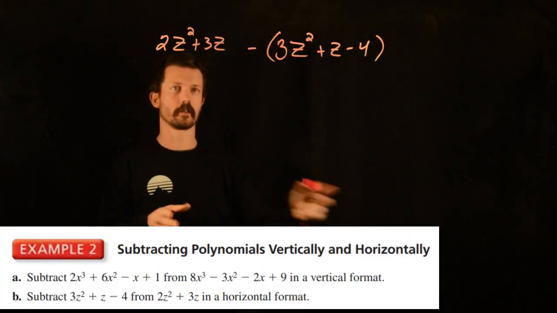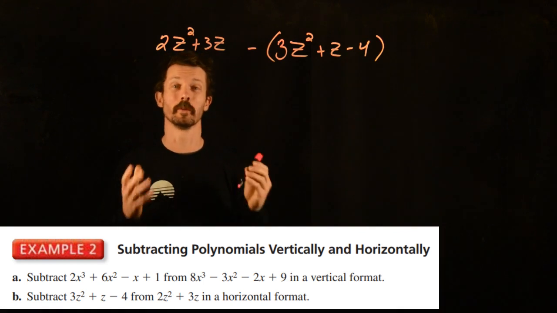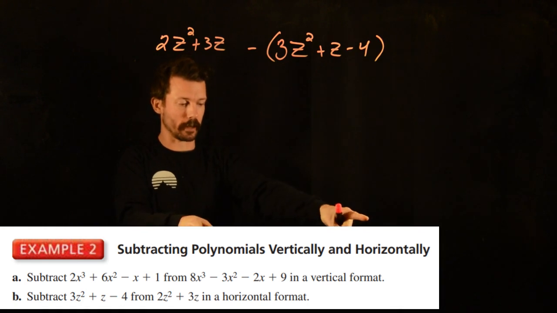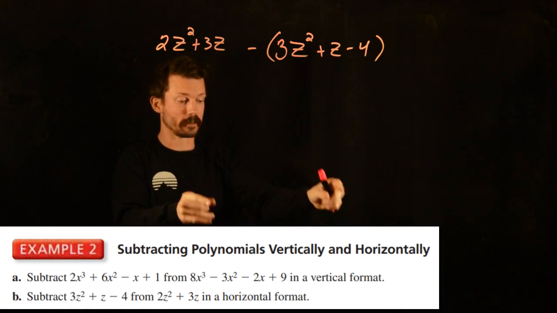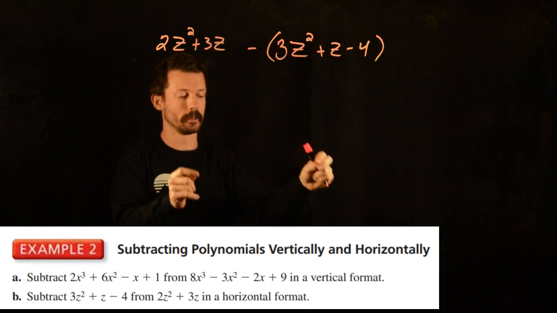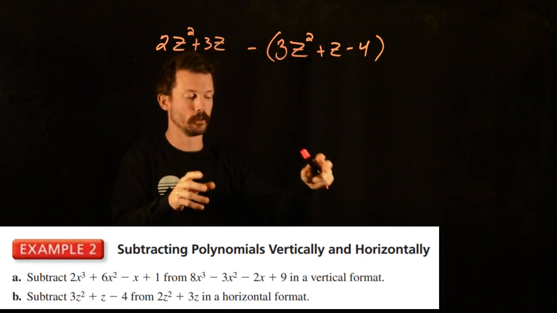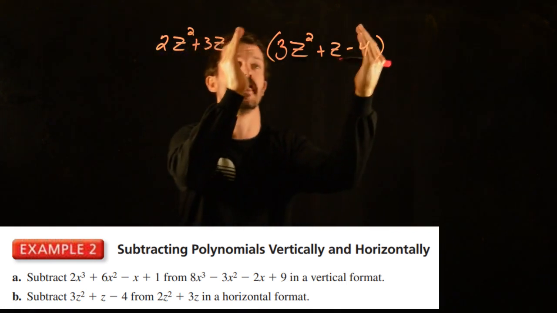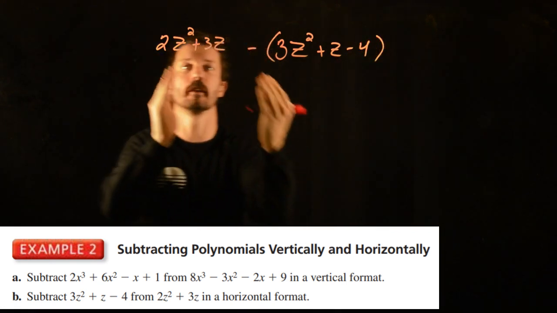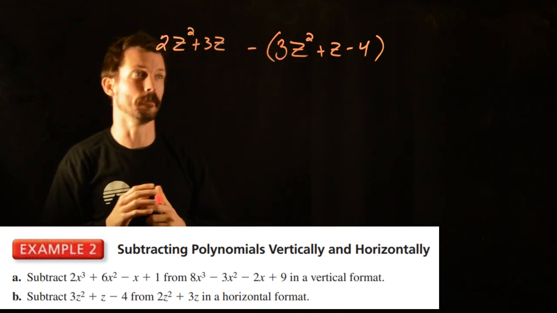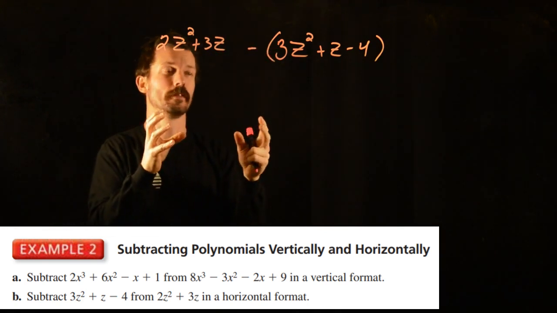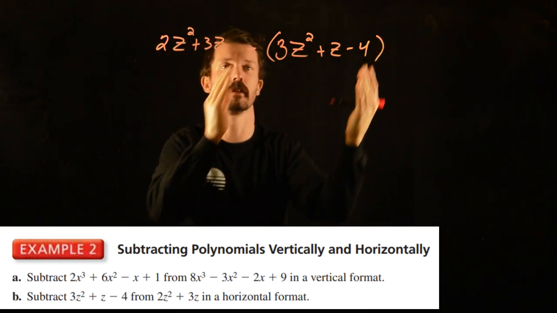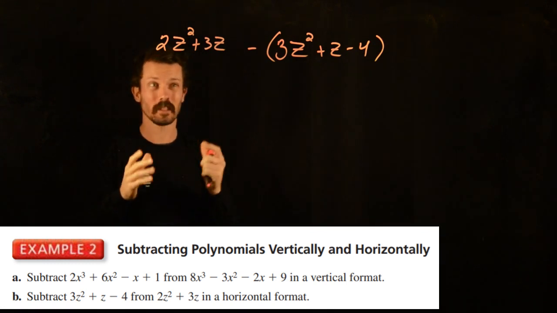All right, so the next example we're going to look at uses subtraction. Look at what I wrote here compared to the example down here. The example down here says subtract 3z squared plus z minus 4 from 2z squared plus 3z. So make sure you understand how to set that up. We're really taking this quantity and subtracting it away from this quantity. And when I do that, whatever I'm subtracting from the other quantity, I put it in parentheses. And this is what I meant when we were adding. This is the important piece.